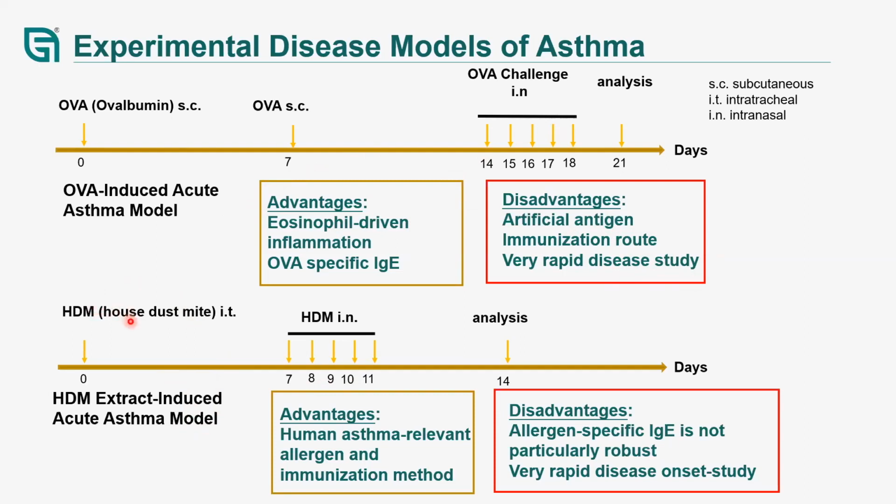The house dust mite induced acute asthma model uses an intranasal administration of the house dust mite, or HDM, to induce disease. Advantages are that this is an allergen and induction route that is very relevant to human disease. Disadvantages are that the allergen-specific IgE in mice is not very robust, and it's also a very rapid study, even more rapid than the OVA study.